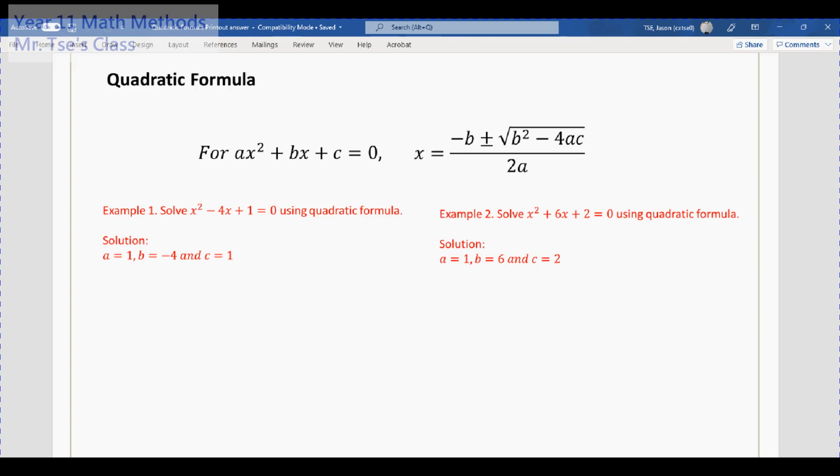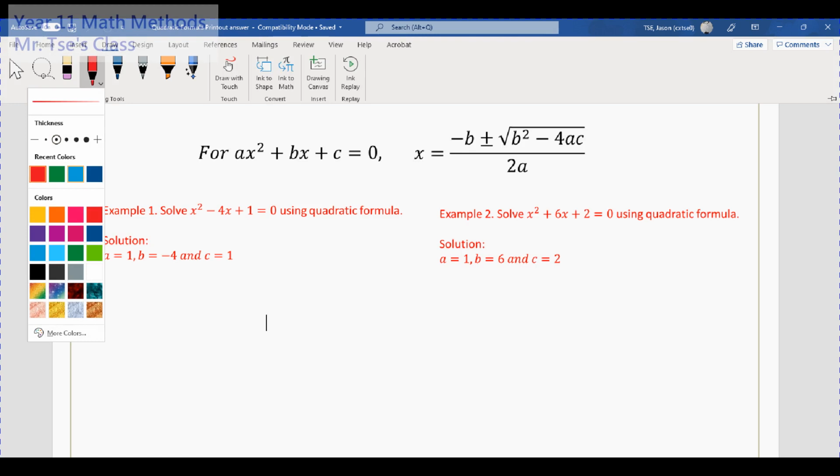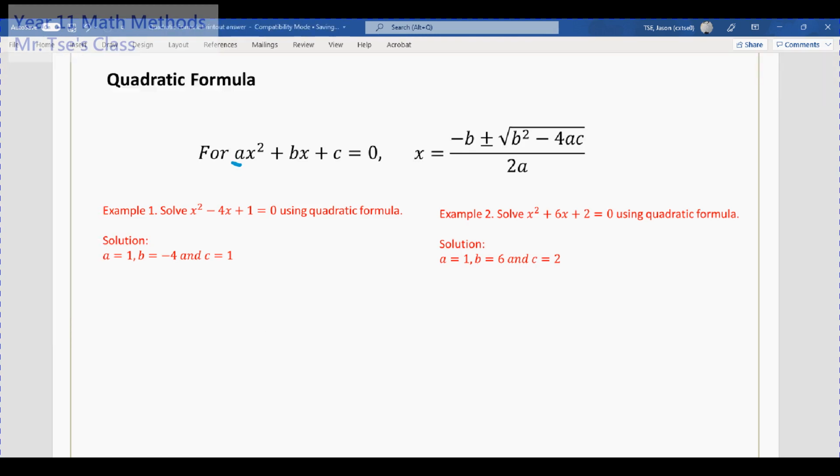Okay, so first you have to pick out what A, B, and C are. It's very important to recognize A, B, and C. So I see for x squared minus 4x plus 1, the number in front of x squared is 1. The number in front of x is -4, and the number for C is just +1, so just 1. So that's why you pick A equals 1, B equals -4, and C equals 1. Then you can use that formula right here.